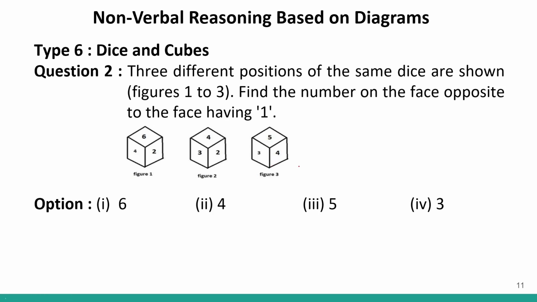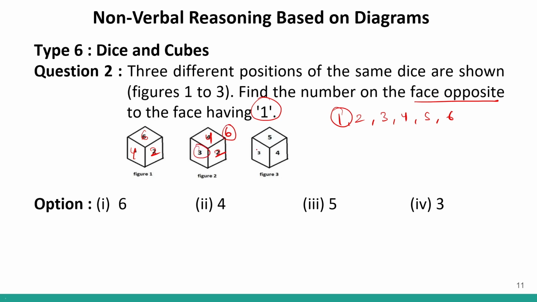Now, question number 2. Same dice, 3 different positions, and we have to find the face opposite to 1. How many numbers are there? 1, 2, 3, 4, 5, and 6. Now, 6, 4, 2 are adjacent to each other. Over here, we have 4 and 2. So if 6 has to be adjacent to 4 and 2, it will be over here. Correct? If it is this side only, then it will be adjacent to 4 and 2. That means 6 will be opposite to 3.